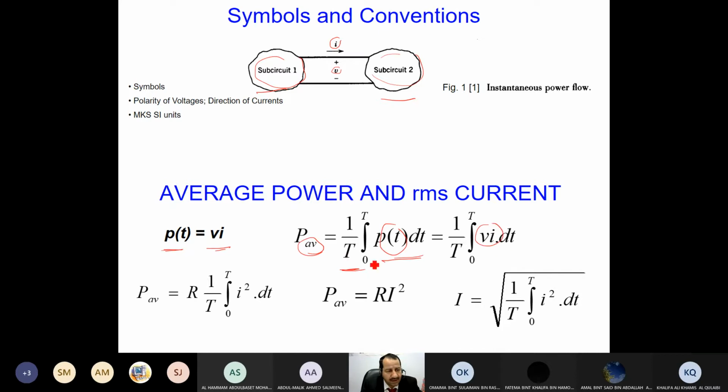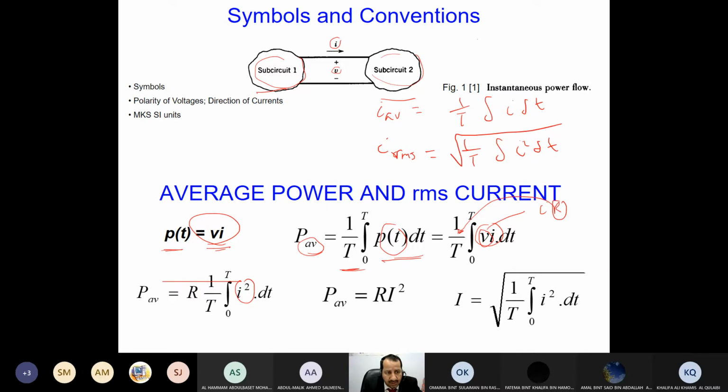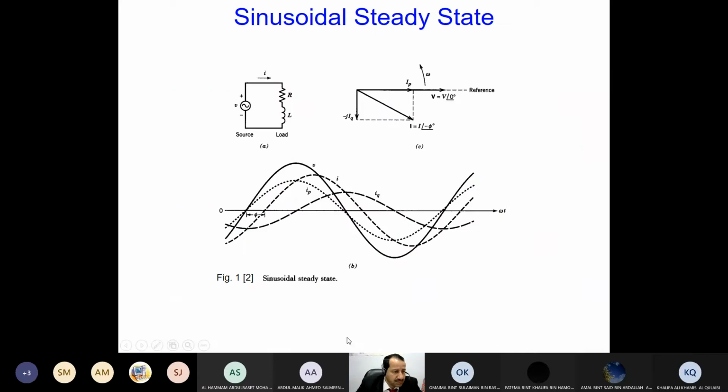And if we substitute p by vi, because here you see vi, and do more simplification, because v is i times R, and take R as a common factor outside here, and i times i is i square, then by defining RMS, you remember RMS? Okay, if I come to average i, it will be 1 over T integration of i dt. But when it comes to RMS, this is from principles, just to remind you, 1 over T integration of i square dt, and there is a square root here. So if I use this formula here, then I will get that P average is R I square. Don't forget, I in bold capital here means the RMS value. This is still the principles.